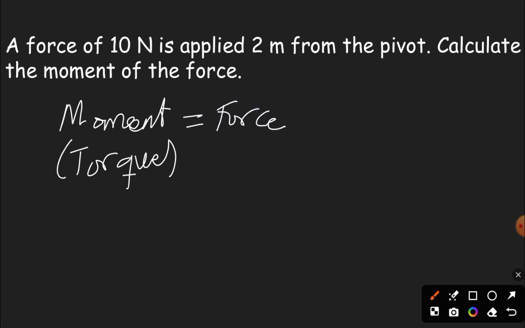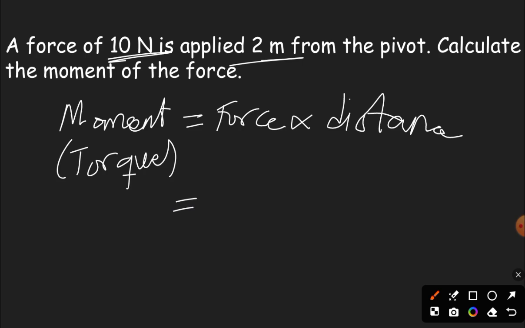It is the force multiplied by distance. The force of 10 Newton is applied 2 meters from the pivot. Calculate the moment of the force. Now, before we look at the calculation, let's try to figure out the unit for torque. The unit for force is Newton multiplied by the unit for distance. Standard unit is meters. So Newton meter. So after doing your calculation, you have Newton meter by your figure or whatever you are calculating for.